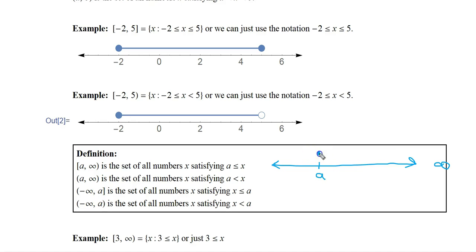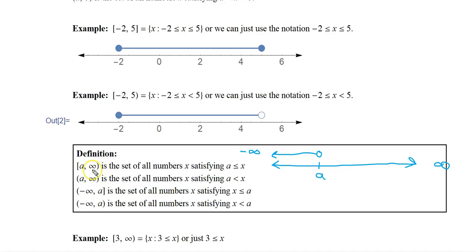That would just be all the numbers from a, put a little closed circle at the a, and just an arrow pointing down towards negative infinity in this direction. And then we have the open interval, negative infinity to a. So this is a set of all numbers x strictly less than a. So we would put an open circle right here, and then just an arrow pointing down towards negative infinity. So this is a notation we use when our intervals involve infinity.